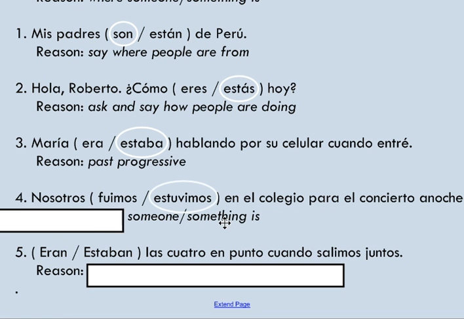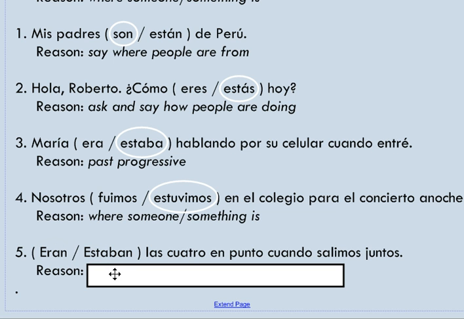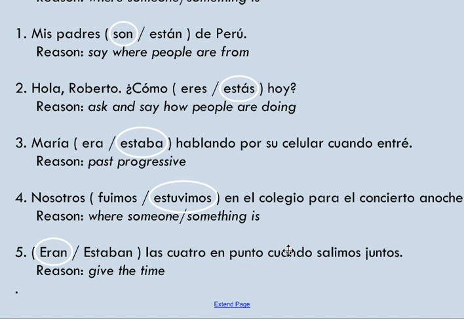And then número 4, estuvimos en el colegio para el concierto anoche. This one we're talking about where we are, where someone or something is. It's a little tricky because el concierto might make you think of the events, but that's not this one. And número 5, eran and estaban for las cuatro. Well, we know las cuatro is telling time, and we know we also always use ser for telling time.